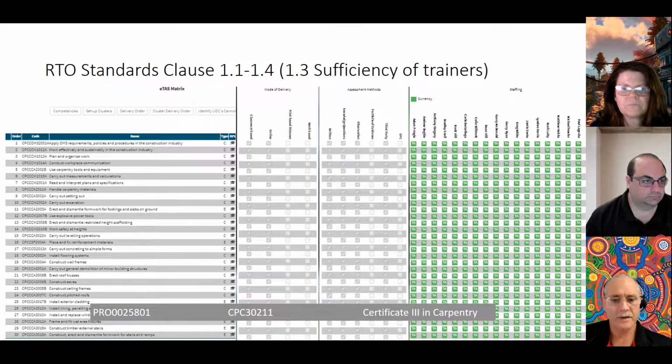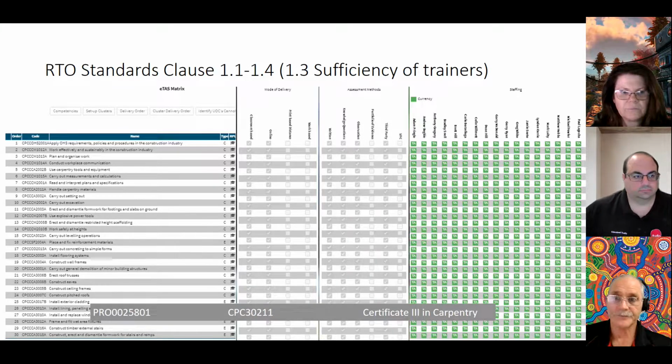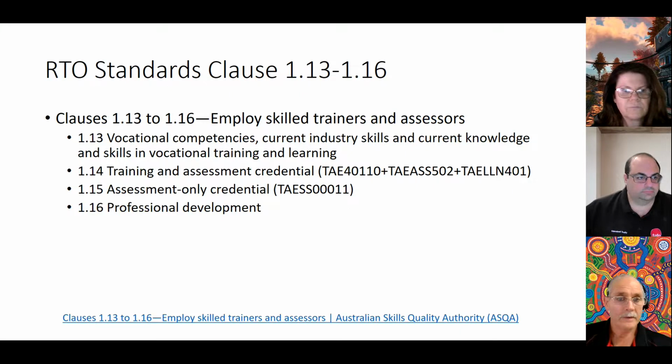The sufficiency of trainers is demonstrated in educator profiles that are maintained by teachers and provided for ASQA's inspection. Clauses 1.13 to 1.16 further specify what skilled trainers and assessors should look like. 1.13 specifies the vocational competencies, the current industry skills, and the current knowledge and skills in vocational training and learning.